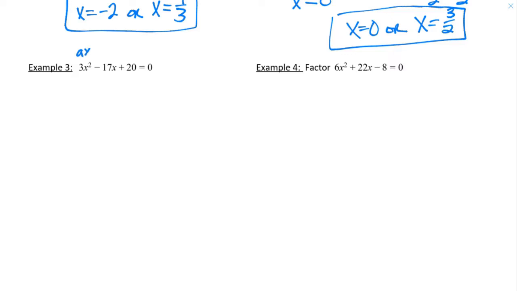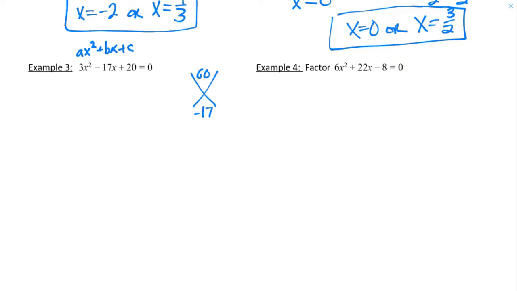So remember, standard form of quadratic equation is ax squared plus bx plus c. So when we look at this, we know that our a value is 3, our b value is negative 17, and our c value is 20. So let's go ahead and start our factoring. So the first thing that we do is we multiply a times c. So 3 times 20 would give us 60. We're going to need to find factors that add to our b term, which is negative 17.